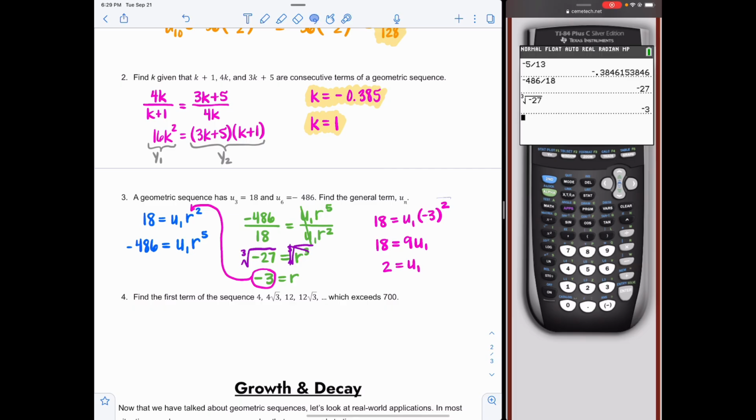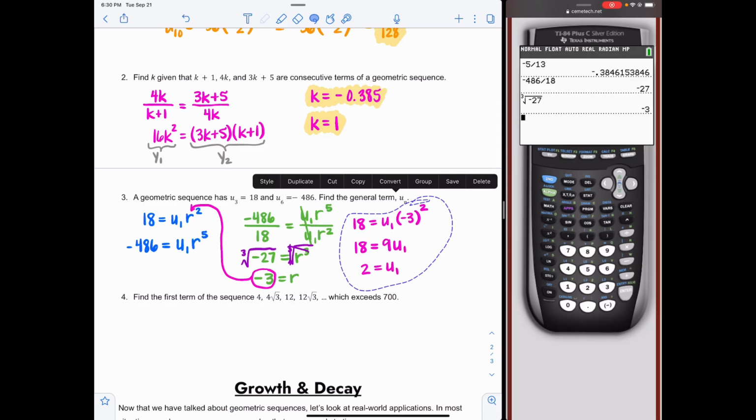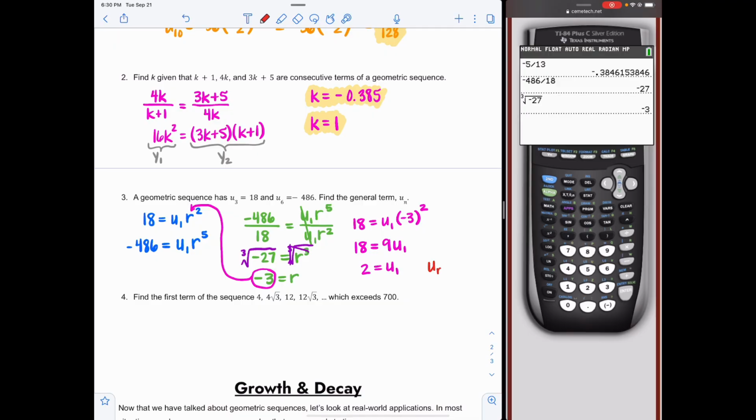Because we want to find our general term, remember that our general term is the formula. So our formula is going to be u sub n is equal to 2, which is u sub 1, times negative 3 to the power of n minus 1. So that is my general term, or my general formula. All right.